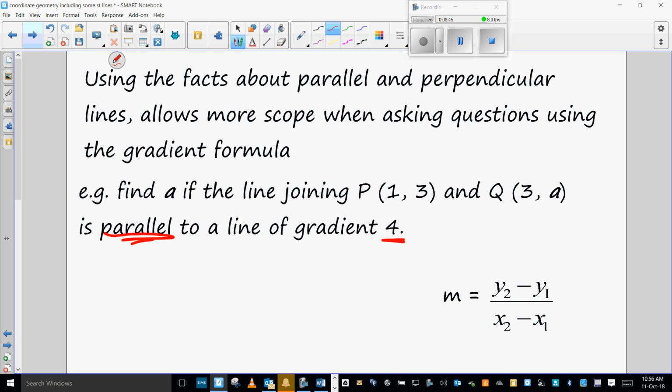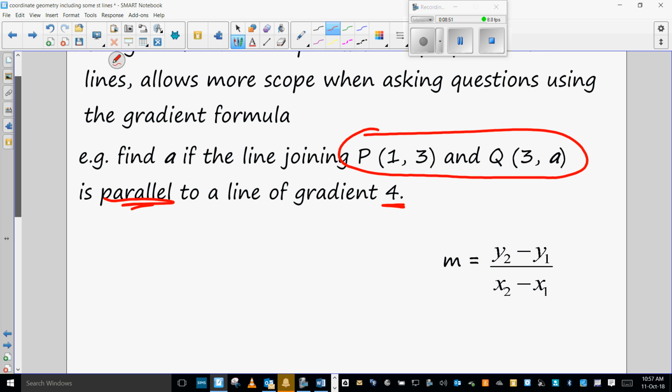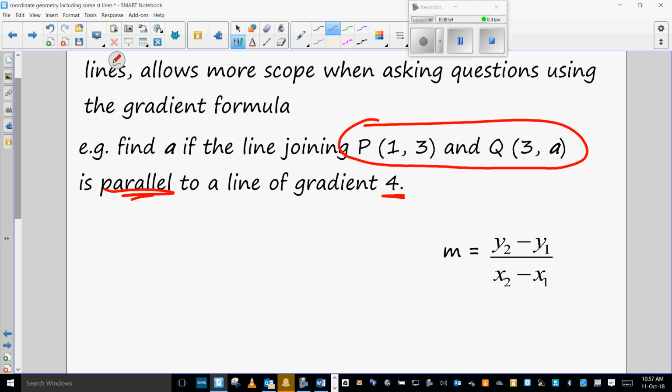If we were to find the gradient of these 2 points, let's use our gradient formula. So how would I find the gradient? We have to use the letter A because we haven't got a choice. So if I were to find my gradient, what would I write? A minus 3 over 3 minus 1. That would be how we would find the gradient, yes? So y2 minus y1 over x2 minus x1. Well, if our gradient of that line is parallel to a line of gradient 4, it means the answer to this has to be 4. Because parallel lines have equal gradients.